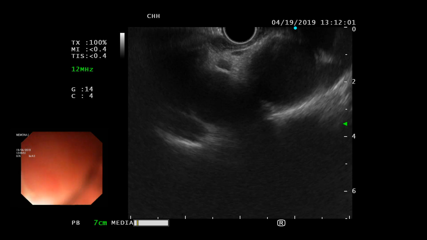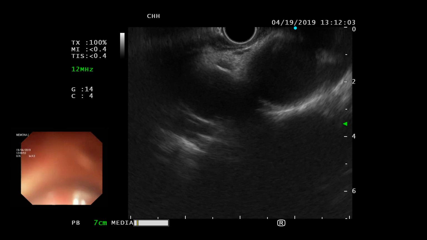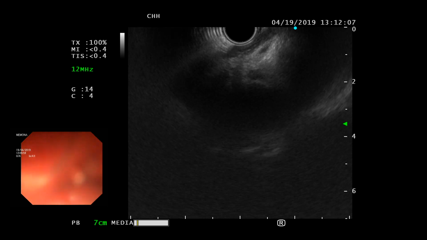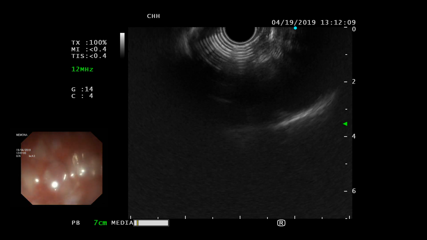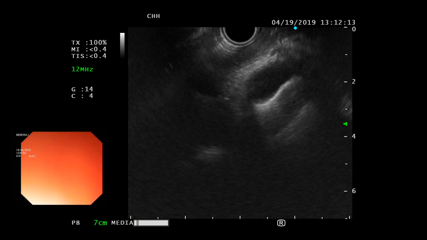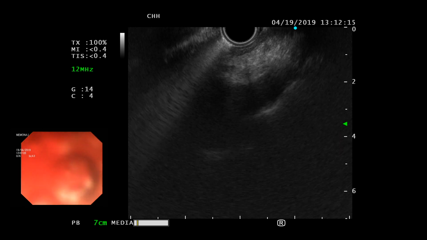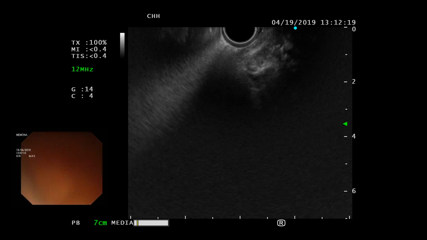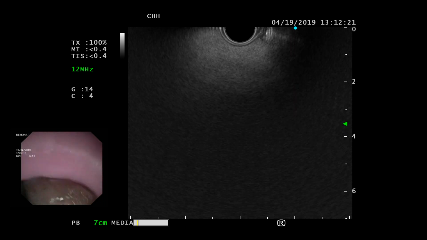The idea is to do a full exam. When you have a linear, it doesn't mean that you get to do half an exam. The idea is to use your smaller probe to do a full 360 evaluation. So when we say that you can do most of your evaluation with the linear, that's the idea, that you can do all 360. That's really important.